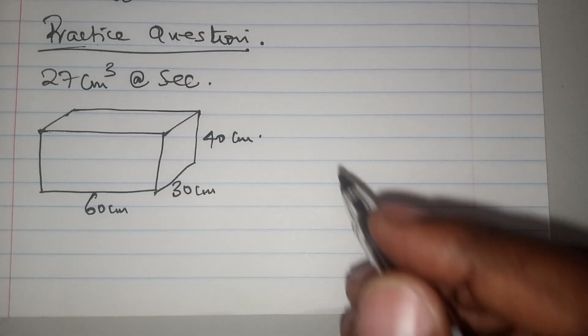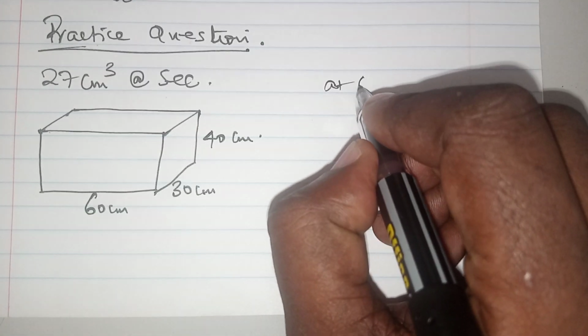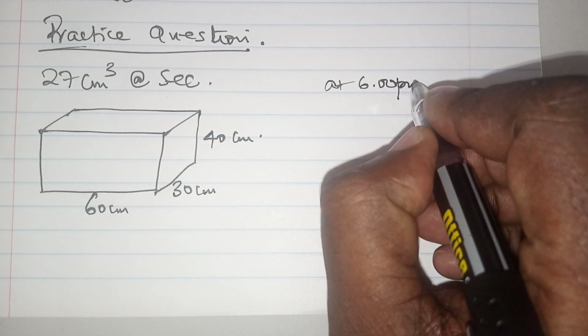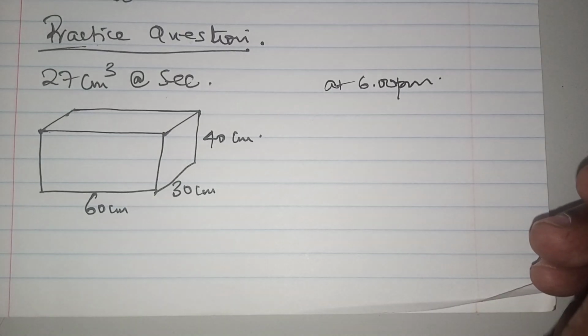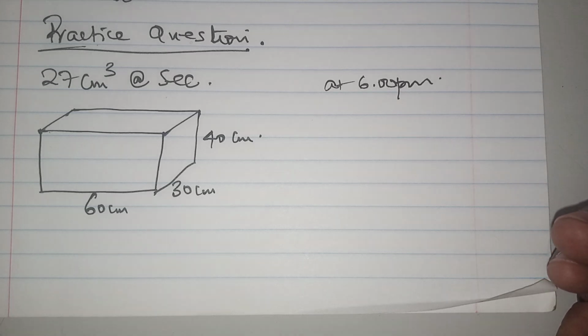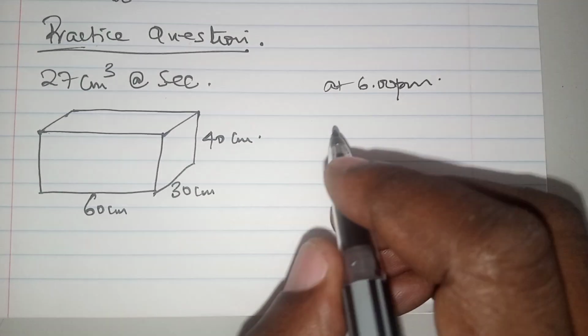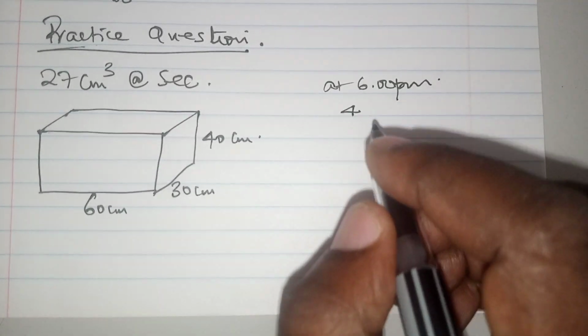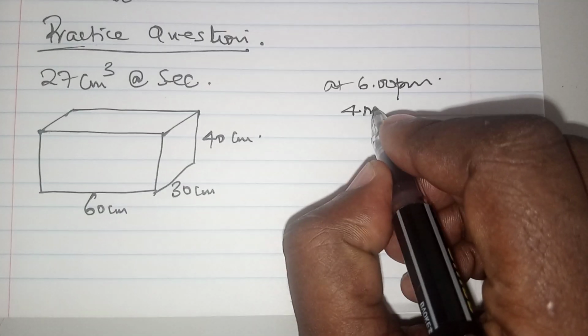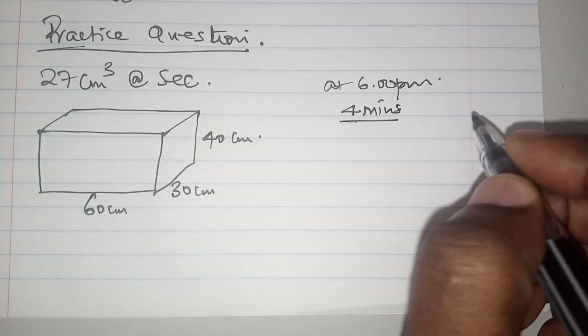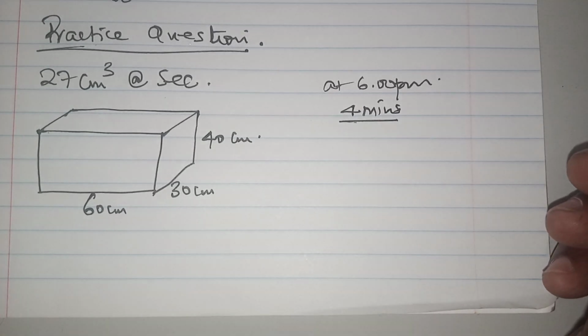If at 6 p.m. the container was half full, what will be the height of the water at 6:04? In other words, we are actually evaluating the kind of work done in 4 minutes, or the amount of water poured into the rectangular container in 4 minutes.